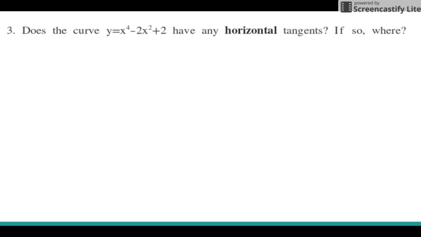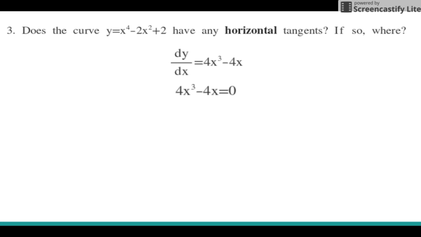In this next question, we're asked to find any horizontal tangent lines on the curve. Horizontal tangents occur when the tangent line is horizontal to the curve and has a slope of 0. If you recall from the previous problem, you can calculate the slope by taking the derivative of the original function. So first we're going to do that. We end up with dy/dx equals 4x cubed minus 4x, and we set that equal to 0 to find the x values where the horizontal line occurs.